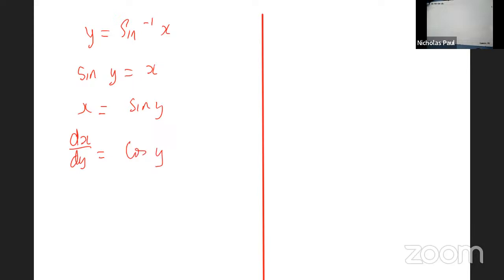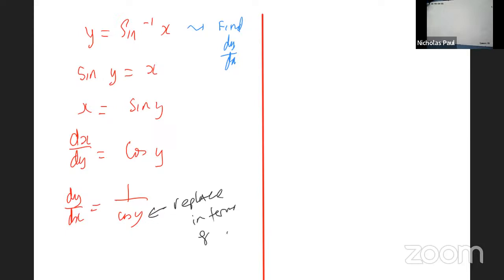Okay, well, what are we trying to get again? We are trying to find dy/dx. So right now we have dx/dy. So to get dy/dx, what will you do? Flip it over, right? So you'll get dy/dx is equal to 1 over cos y. But the problem is we have y in terms of y. So we need to find a way to get rid of cos y. We have to replace this in terms of x.